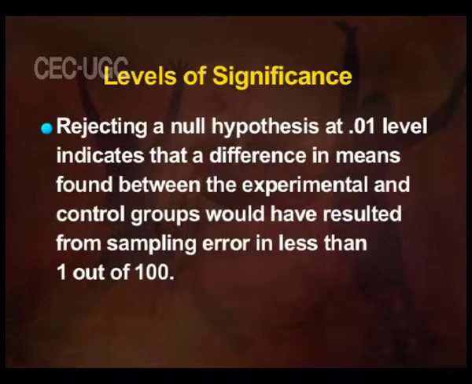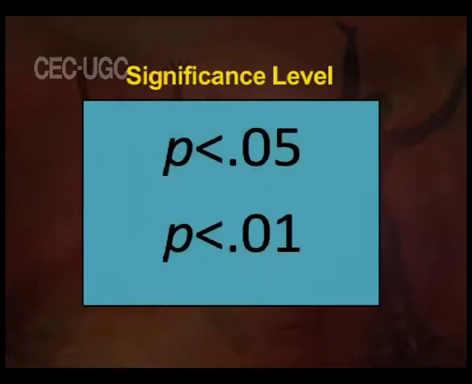Rejecting a null hypothesis similarly at 0.01 level indicates that a difference in means found between the experimental and control groups would have resulted from a sampling error in less than 1 out of 100. Generally, these significance levels are written as shown on the screen. P is the symbol used to denote this level of significance, so we write significance levels as P less than 0.05 or alternatively P less than 0.01.